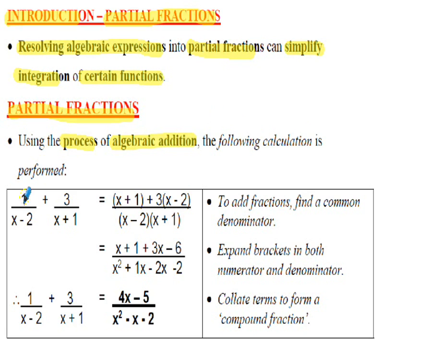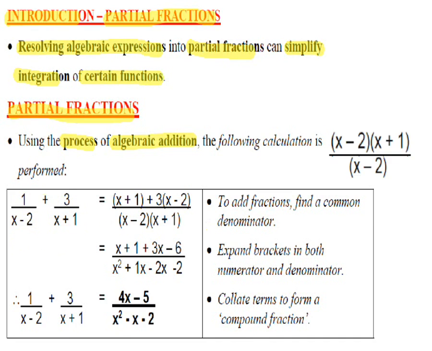For example, if we have 1 upon x minus 2 and we're asked to add that to 3 upon x plus 1, that's algebraic fractions. The first thing we need to do, as with conventional numerical fractions, is to find the common denominator. To do this, we simply multiply these two denominators together, and that forms the common denominator in brackets.